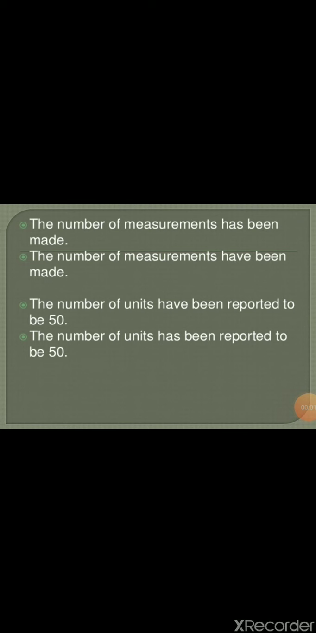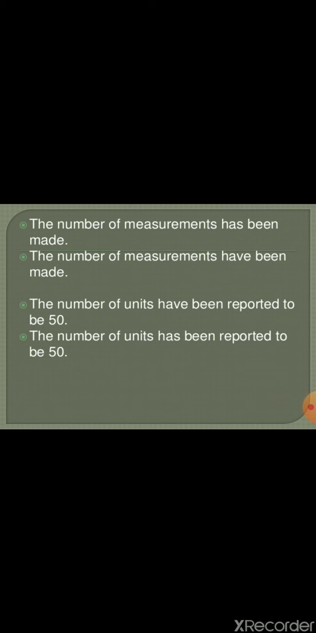Some more sentences on the screen. The number of measurements has been made. The number of measurements have been made. According to you, here in the virtual classroom you can't give me the answer, but I can tell you: "the number of measurements" means "the number," it's singular. So the main subject is singular here, so we will provide "has been." "Have been" is the erroneous part. We will not use "have been."